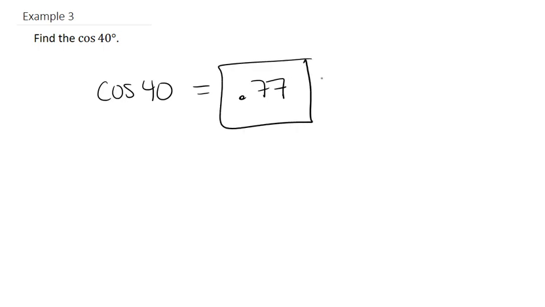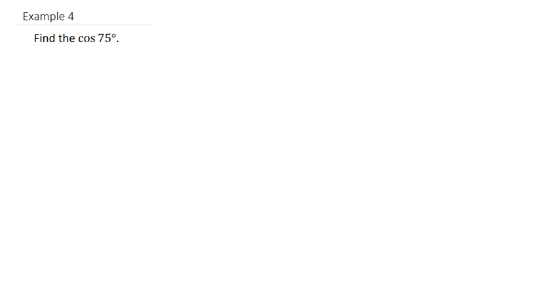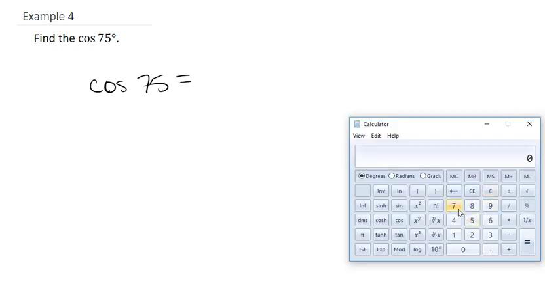Let's do another example. Example 4. Find the cosine of 75 degrees. So cosine of 75. We'll put in 75, take the cosine of it, and we get 0.26.